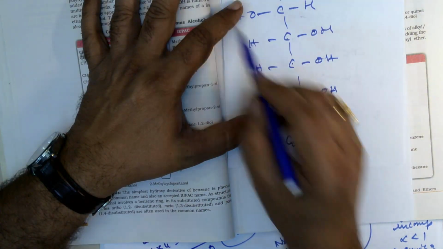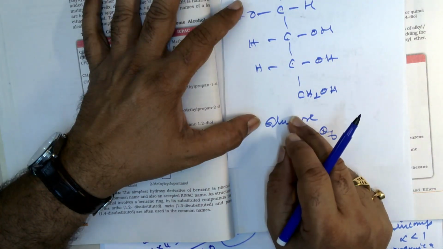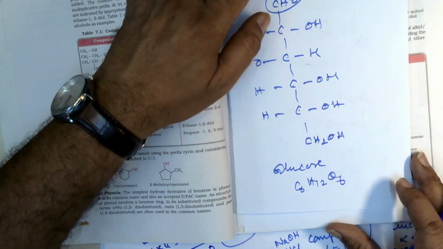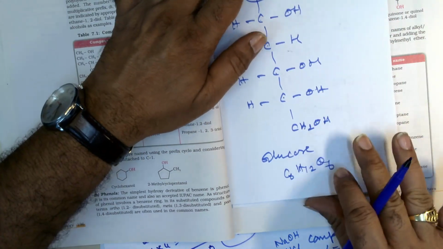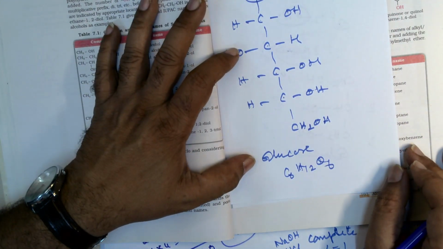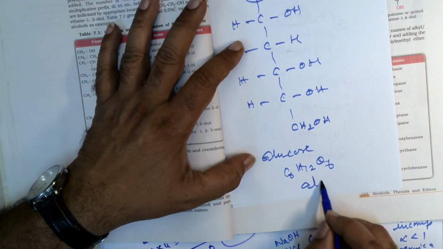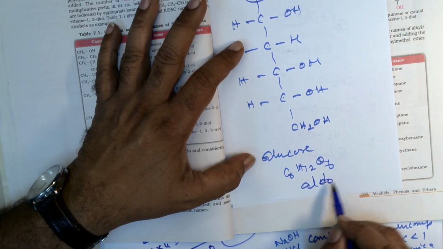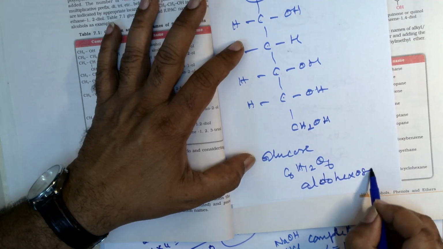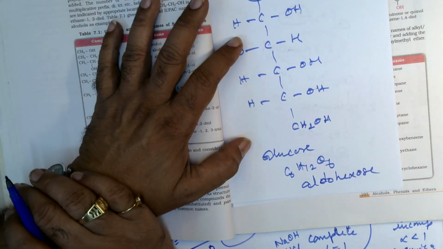Since it has got aldehyde, potential aldehyde, and since it has got six carbon atoms, and generally sugar molecules are called oses. So, a sugar molecule with the six carbon atoms and one potential aldehyde group can be called aldo, that is potential aldehyde. Six carbon atoms, that is hexo, ose, sugar. So, it's called aldohexose, right?